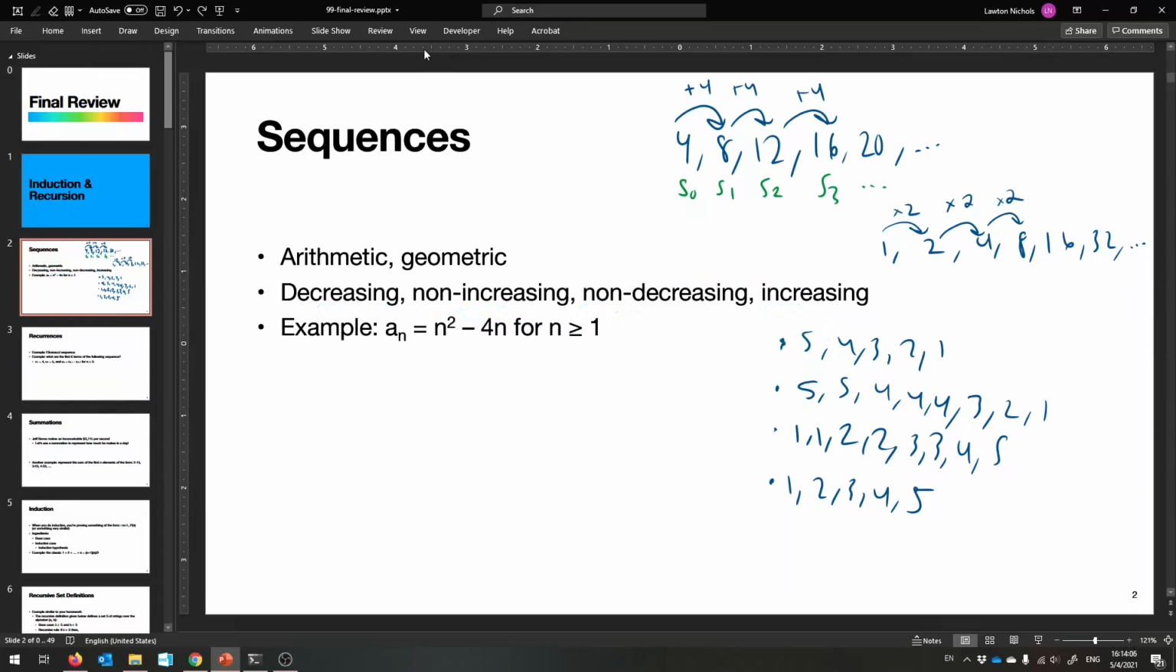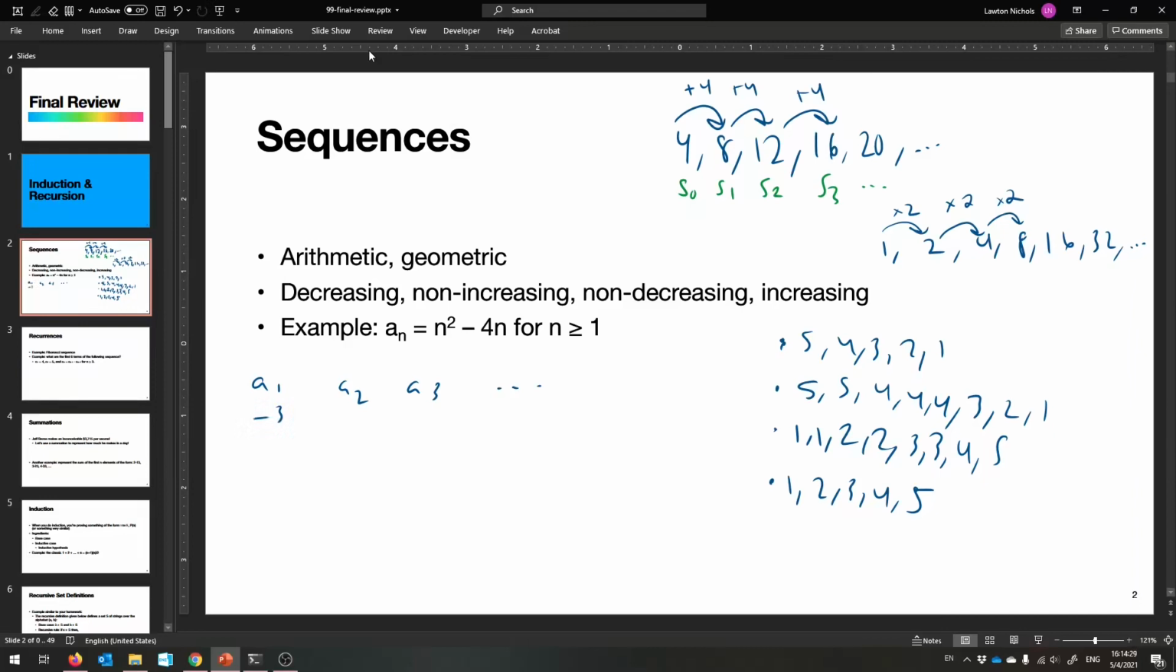A nice example of sequences is this one. We can define a sequence like this for n greater than or equal to 1. So a of 1, a of 2, a of 3 have values, and it's an infinite sequence. Apparently, a of 1 is 1 squared minus 4 times 1, so that is negative 3, right? 1 squared minus 4, yeah, 1 minus 4 is negative 3, cool.